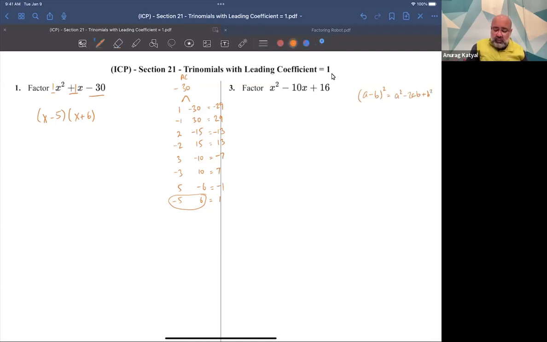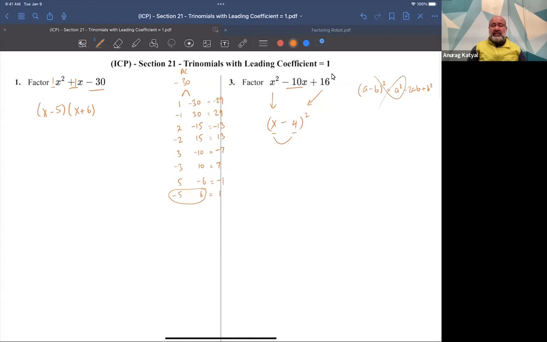So now we say, okay, what is the square root of x squared? Well, it's x. The sign in the problem is a minus, so I put a minus there. Square root of 16 is 4. Now, if this works, fantastic. If it doesn't work, then we got to move on to the next question. We always have to verify if the middle term matches up. So x times 4 is 4x, and if we double that, we get 8x. We don't have that. So the formula does not apply.